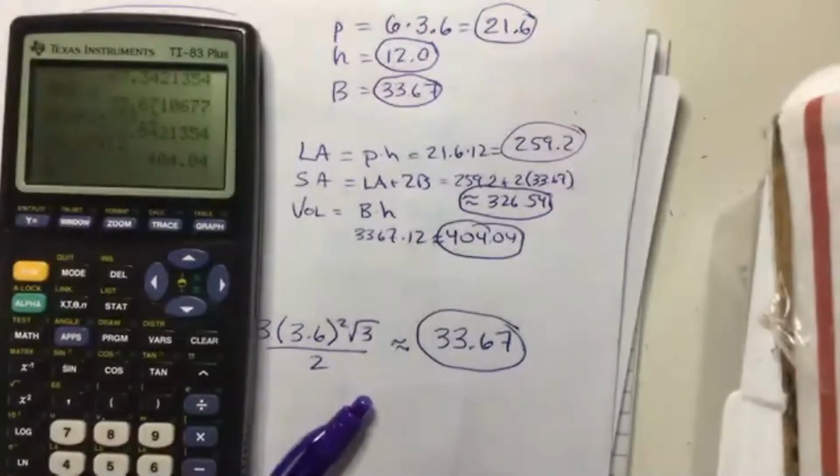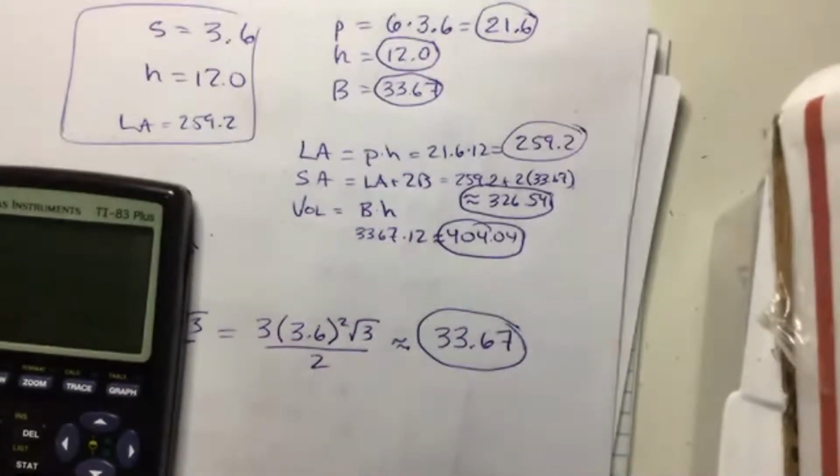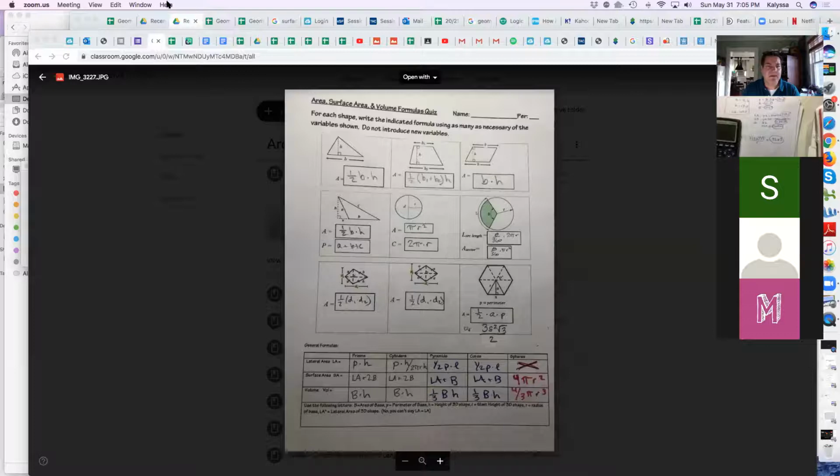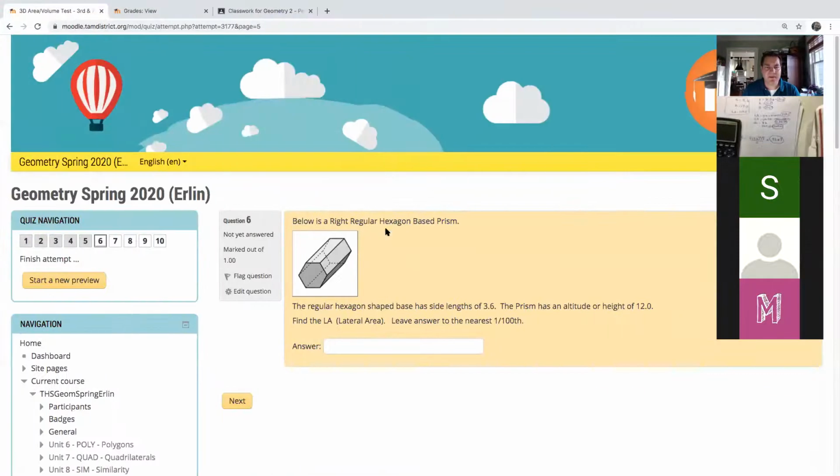Okay. Okay, so let's share screen again so I can get back to the test. In my case, I was looking for lateral area, which was 259. It does say the hundredths, so even though I said 0.2, I'm going to go with 0.20, because that would be the hundredths.